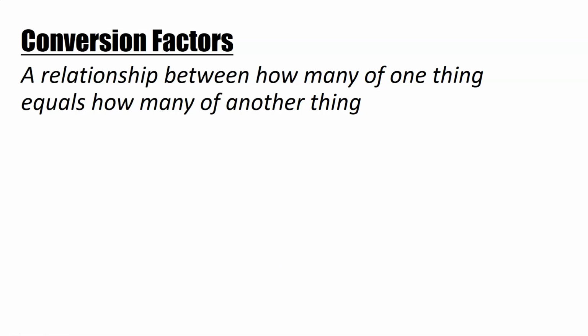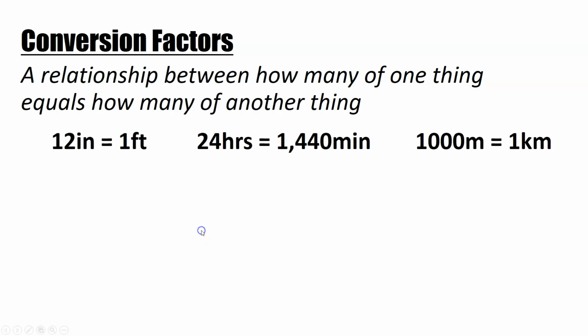So we're going to call the things that we use to do this conversion factors. It's going to be a relationship that sets one thing equal to another. And we're familiar with these already for everyday type measurements. Like 12 inches is 1 foot. Or maybe 24 hours is 1,440 minutes. 1,000 meters is the same as 1 kilometer.